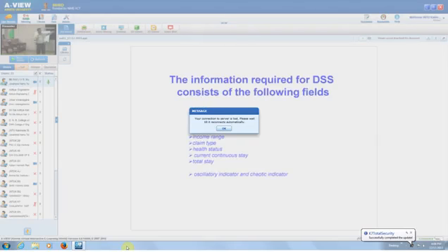Next slide. The information required for the decision support system consists of the following fields. Finally, your record ID, employee ID, dependent ID, age group, income range. I was talking to you yesterday, right? You have to have some higher level of abstraction.